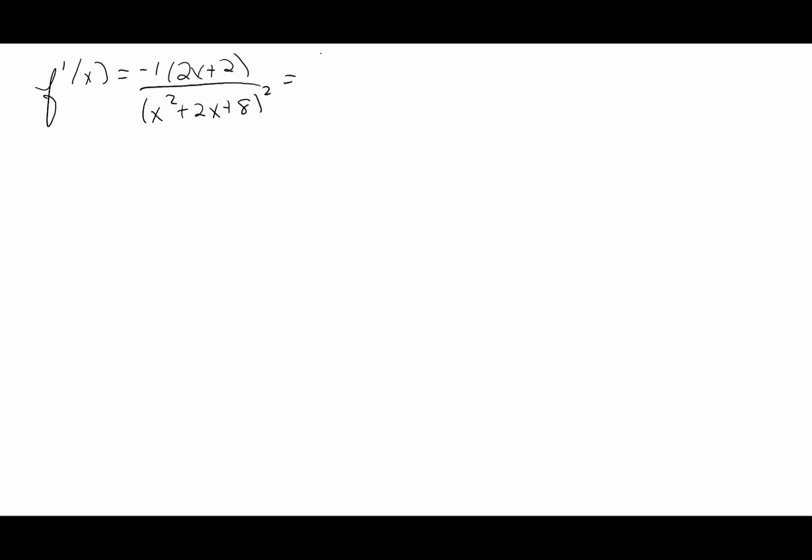I'm going to go ahead and distribute that negative 1, make this 2x minus 2 over x squared plus 2x plus 8 squared, just because I don't want to have to mess with that -1. I don't want to drop it somewhere. Okay. Second derivative is going to require the quotient rule.